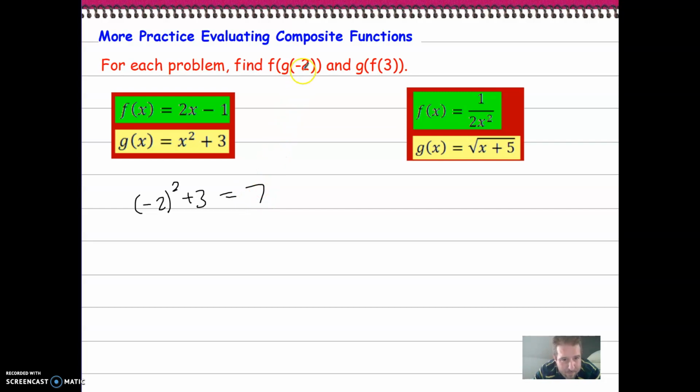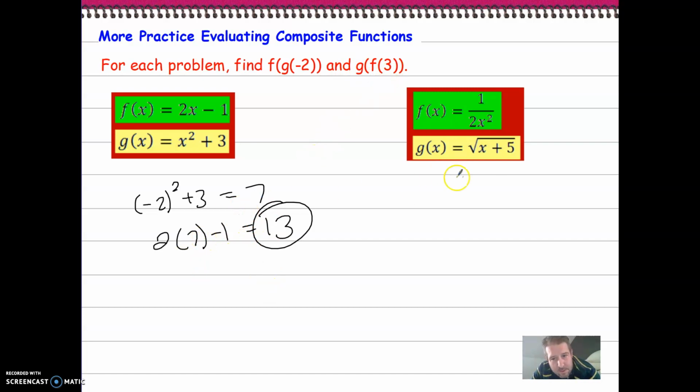And then once I find that, I take that answer and I plug it in for f of x, because it's f of g of negative 2. So I now know g of negative 2 is 7, so I put 7 in for x. 2 times 7 is 14, minus the 1 makes 13. 13 is the answer. And then it says also g of f of 3.